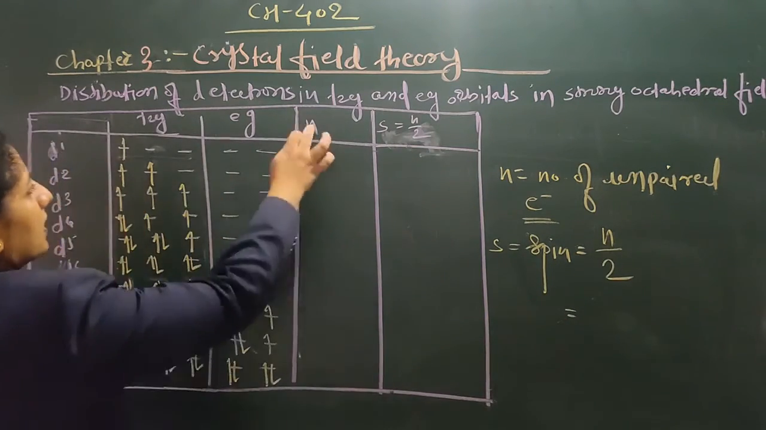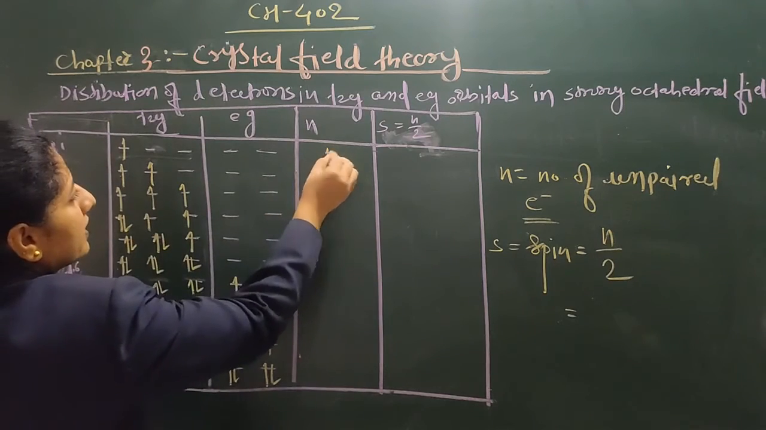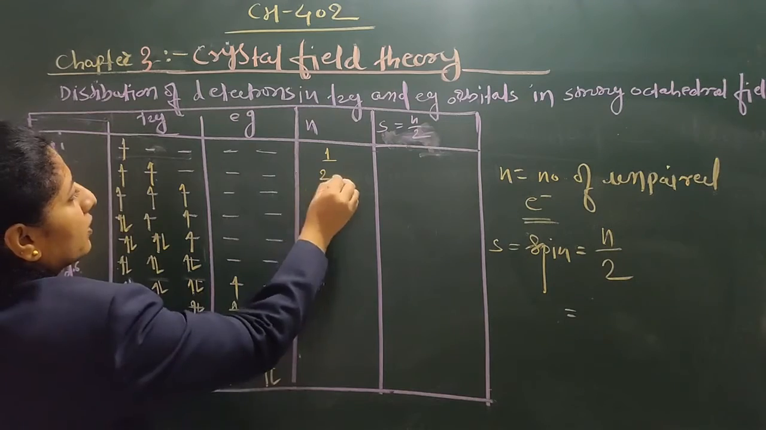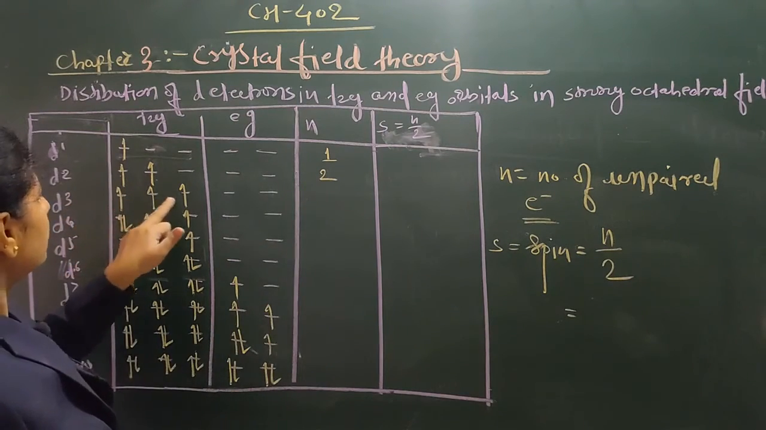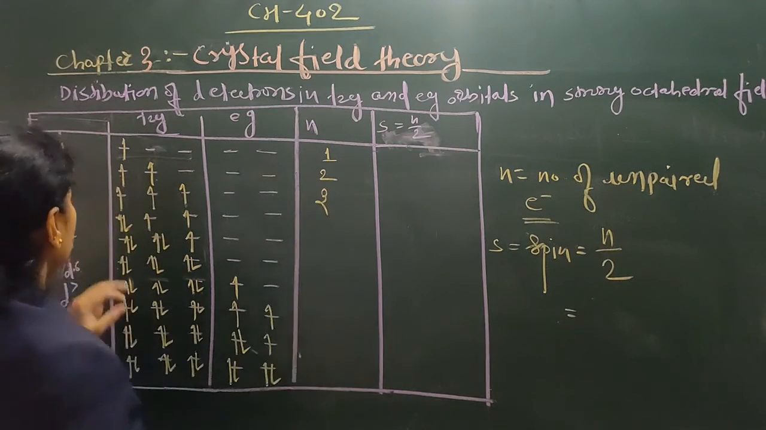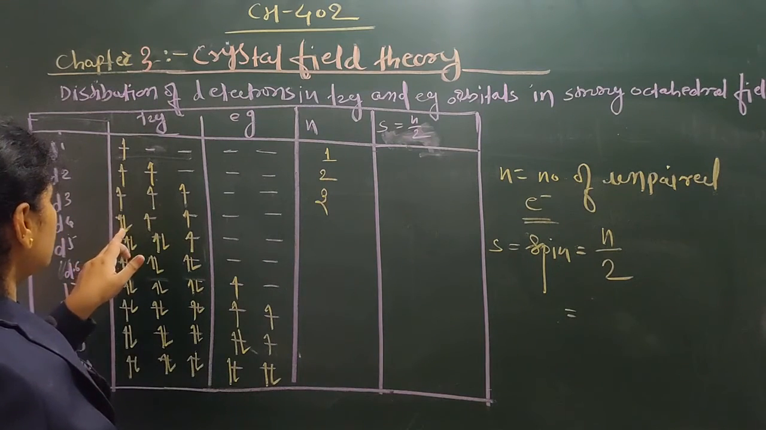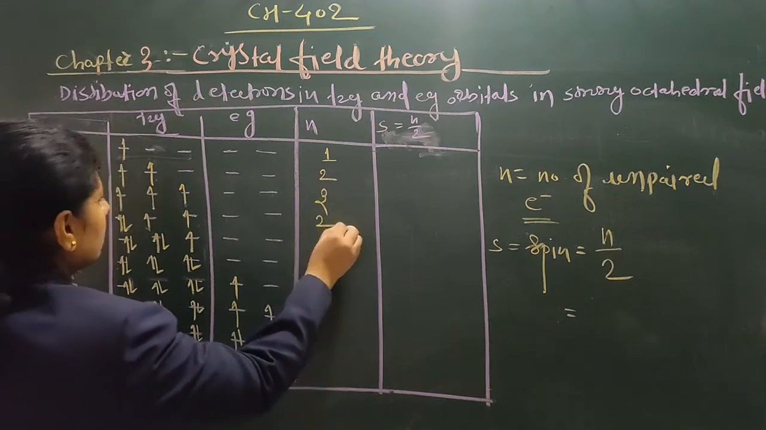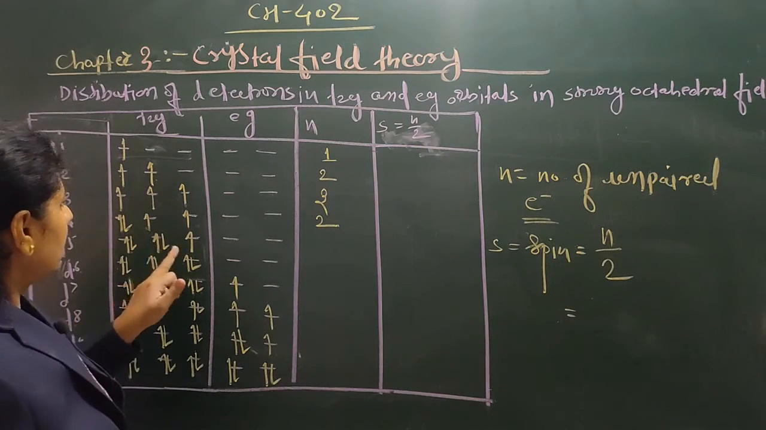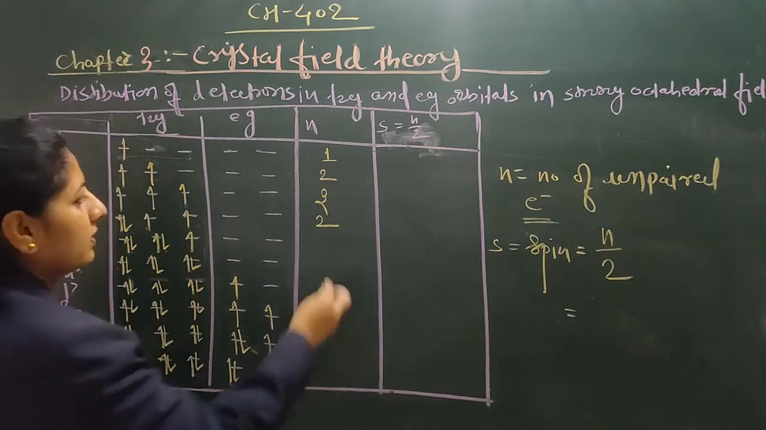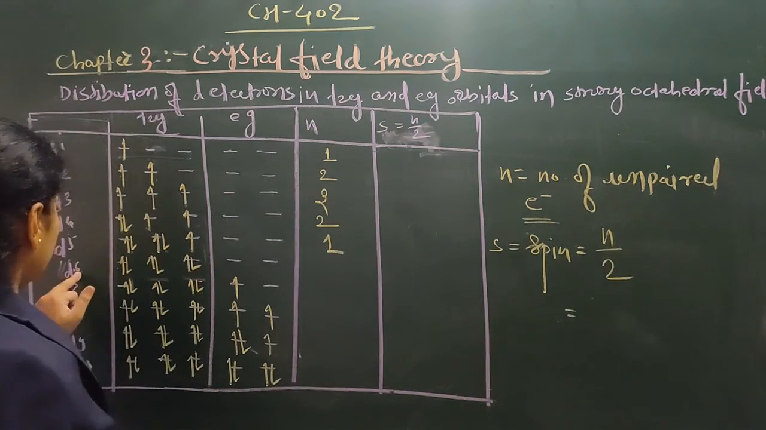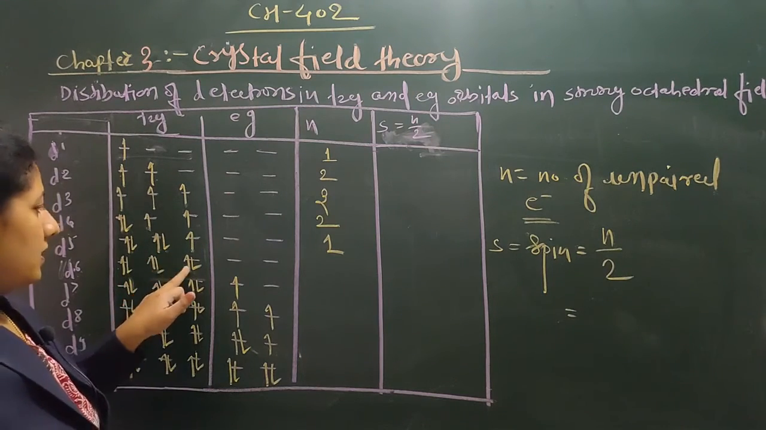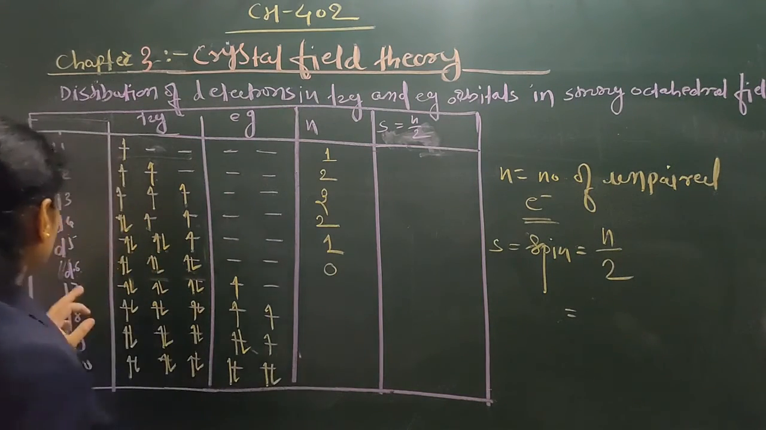Now let's discuss what n is. For d1 it is 1 because there is 1 unpaired electron. For d2 there are 2 unpaired electrons, so n is 2. For d3 there will be 3 unpaired electrons, so n is 3. For d4, 1 is paired, so just 2 unpaired electrons are showing, so n is 2. For d5 there will be 2 pairings and 1 unpaired electron, so the number of unpaired electrons is 1. For d6 there is no unpaired electron because all t2g orbitals are paired, so the number of unpaired electrons is 0 for d6.